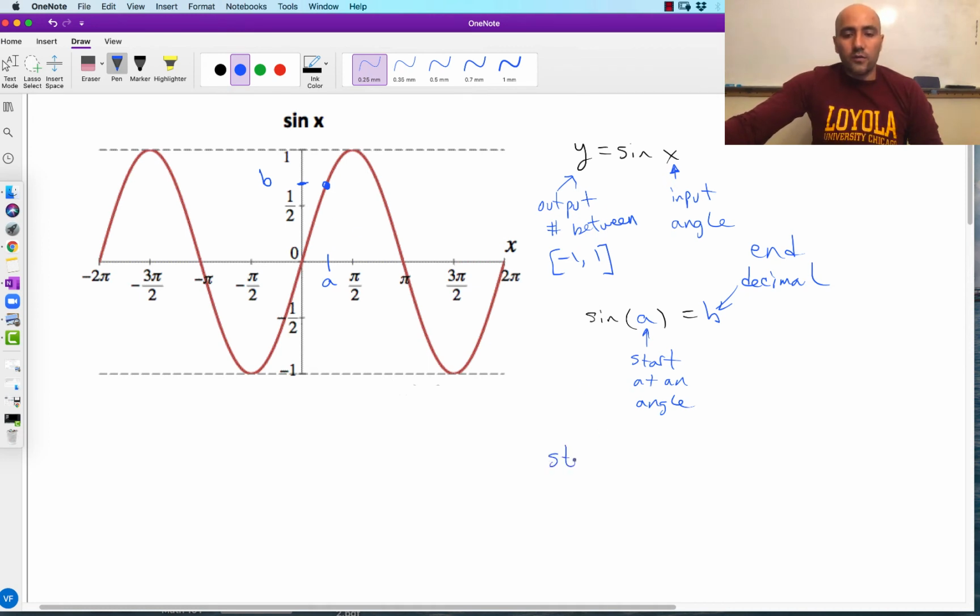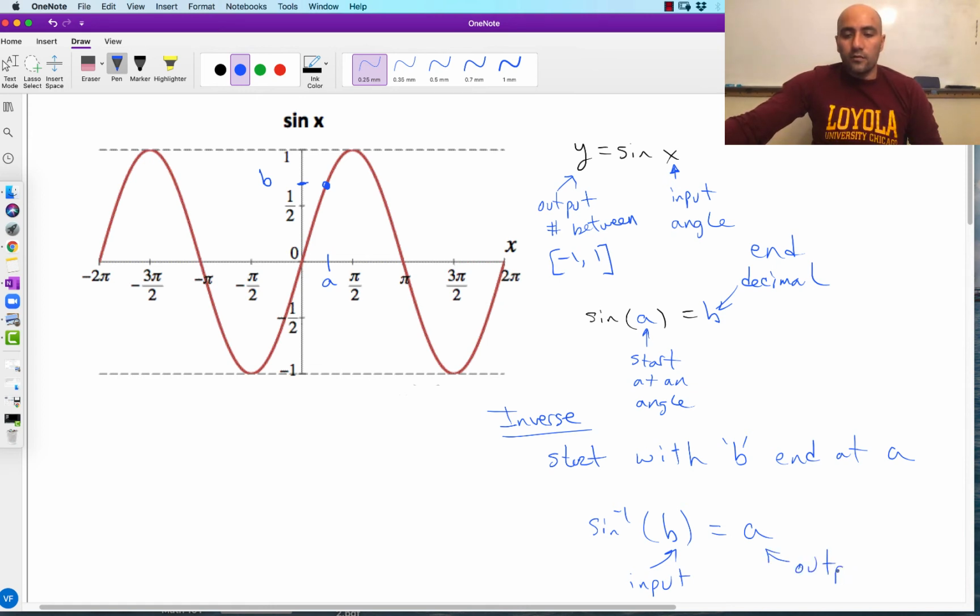We want to start for the inverse function. We want to start with b, and we want to go backwards and end at a. So that's what the notation sine inverse means. We input the value b into there, and the output would be equal to a. Right? We input b into the inverse function, and the output would be a. It kind of goes backwards in this process.